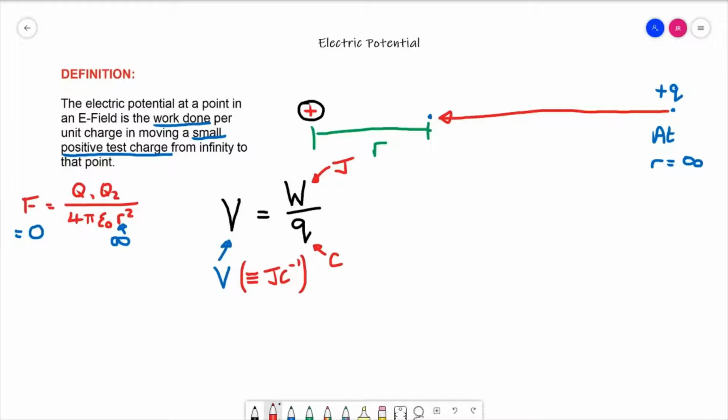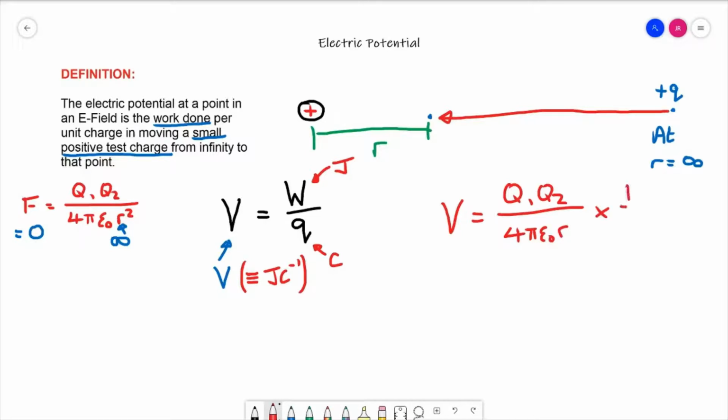What we're now in a position to do is to plug in the equation that we had on the last slide for work done into this, and to come up with a more specific equation for electric potential. And we end up with this. V is equal to Q1 Q2 over 4 pi epsilon naught r. That was the equation from the last slide.